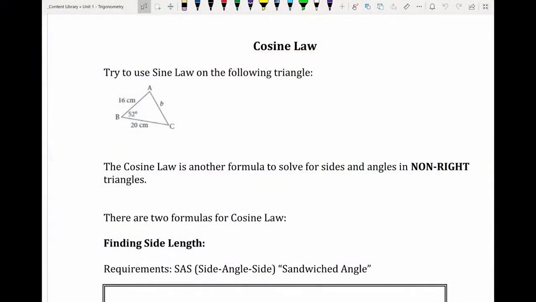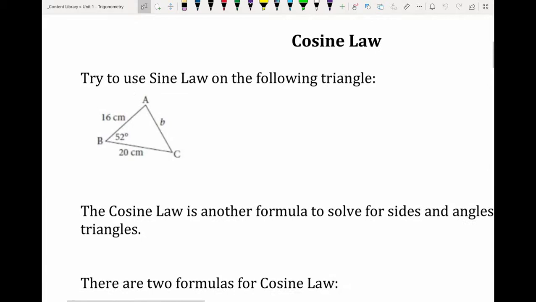In today's note, we're going to be looking at cosine law. This is another formula that we can use for non-right angle triangles. Just a quick review from the last note or lesson, we looked at sine law. So I want to try to use sine law for the following triangle.